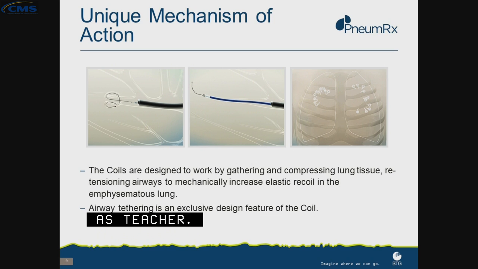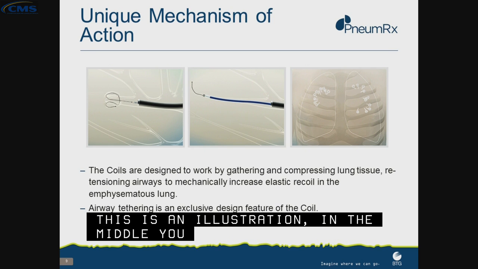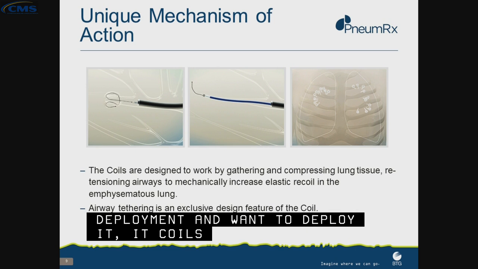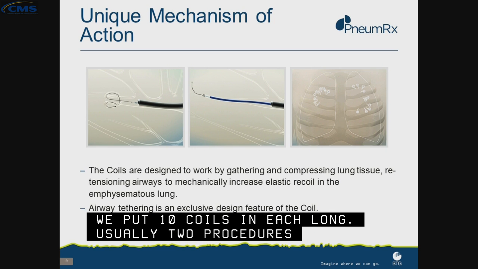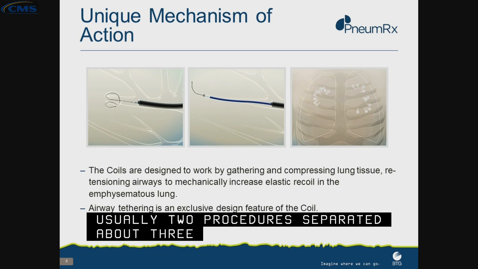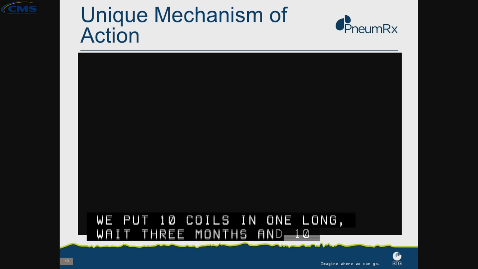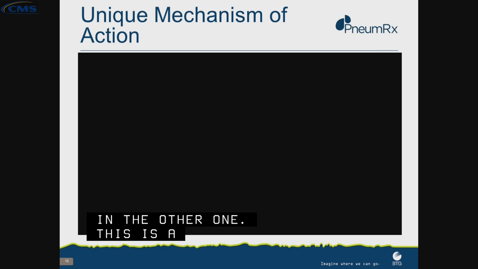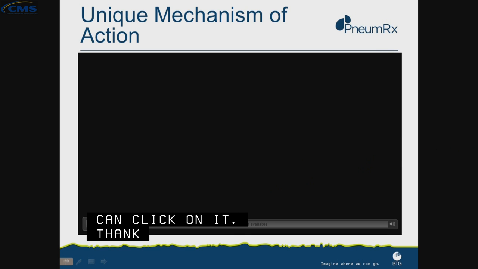And this is just an illustration of, in the middle, you see it straight right before deployment. Once you deploy it, it coils back. And you can see, on average, we put 10 coils in each lung. Usually it's two procedures separated about 3 months. So we put 10 coils in one lung, wait 3 months, and put 10 coils in the other lung. This is a movie, and I hope we can click on it. Thank you. And it just illustrates the deployment here.